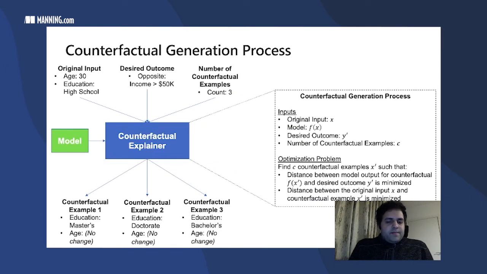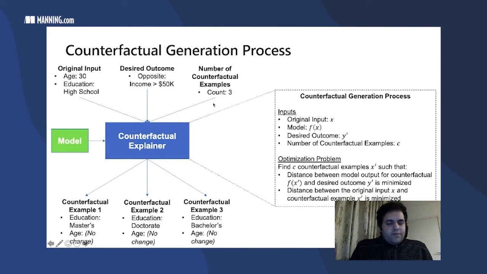Now, there are a host of different techniques that you could use to come up with counterfactual explanations or examples, but the whole process can be distilled down into this. The idea is to feed the explainer with the model, what the original input was, what the desired outcome is, and how many counterfactual examples it should generate. So going back to the example that we saw before, the original input was that the age was 30 and the education was high school, and the user cared about an income that's actually greater than 50K.